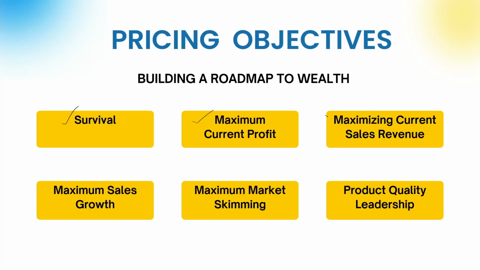Next objective is maximize the current sales revenue. What does it mean? It clearly indicates your intention is to increase the sales volume. Your intention is to increase the market share. Your intention is to grab a big chunk of the market altogether. So, if you have these kinds of intentions, then this pricing objective serves beautifully for the organization.